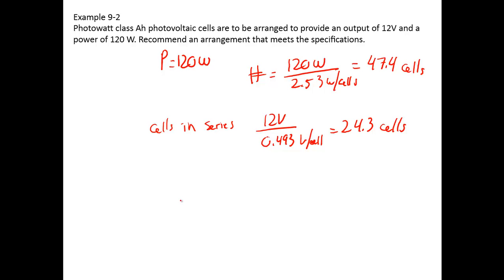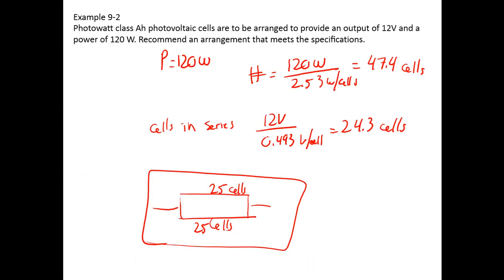So if I'm going to do this, it looks like I'm going to need 2 rows of 25 cells. So that would be the arrangement that I need for this particular photovoltaic cell in order to produce 12 volts and 120 watts. Okay, I hope that's pretty clear.